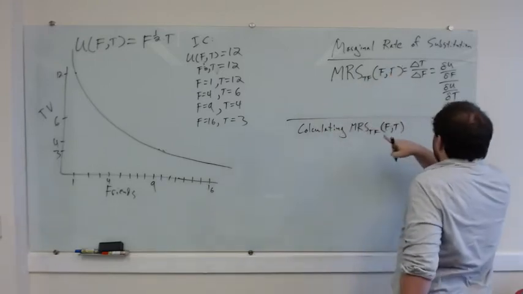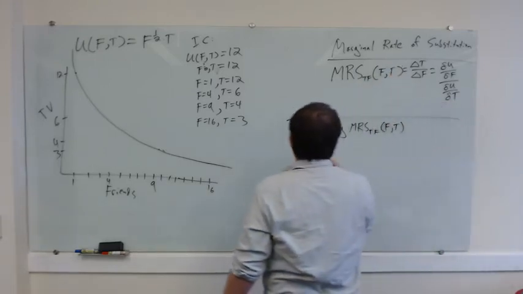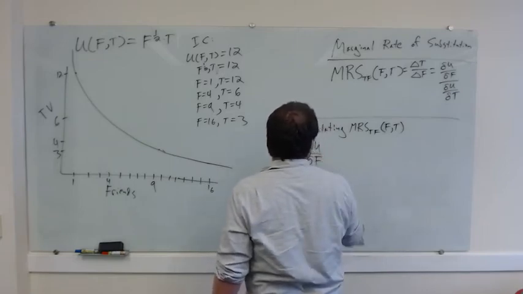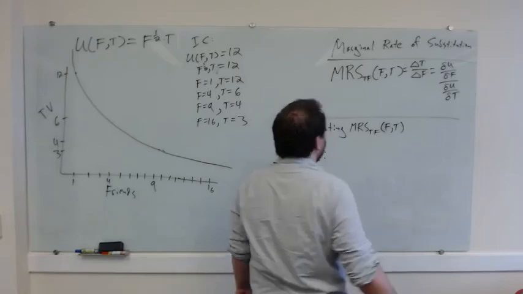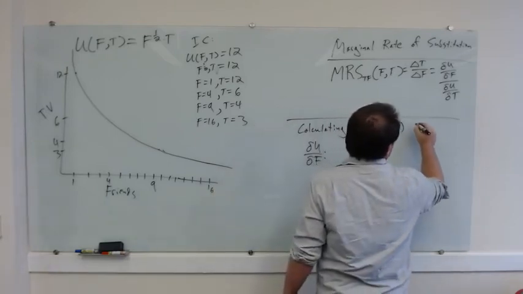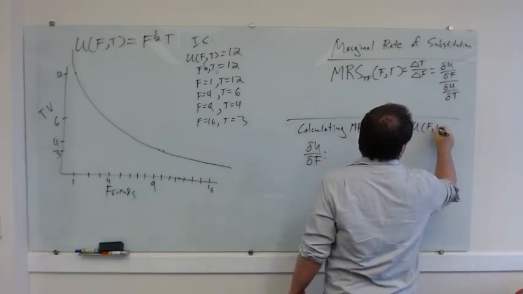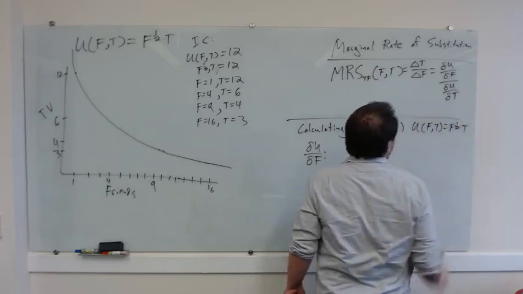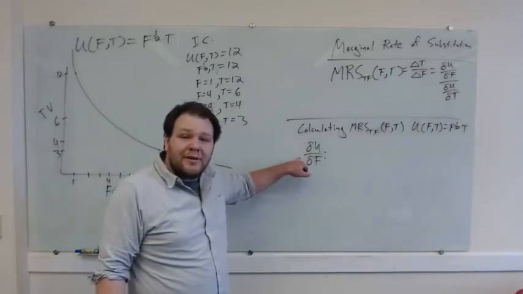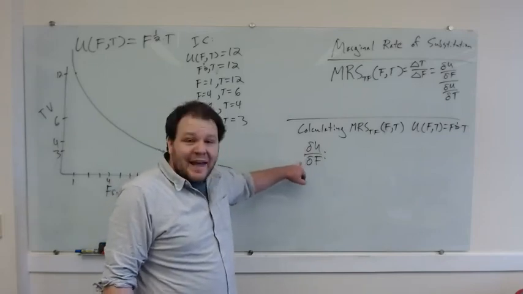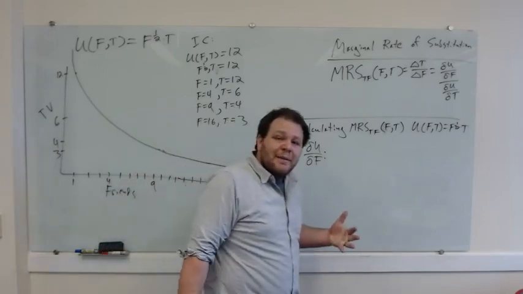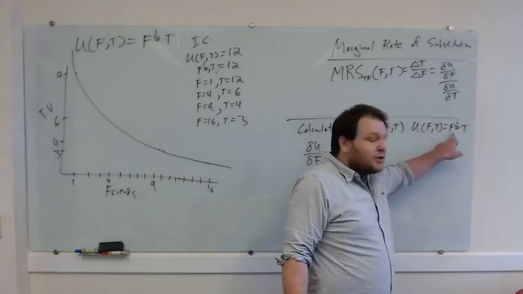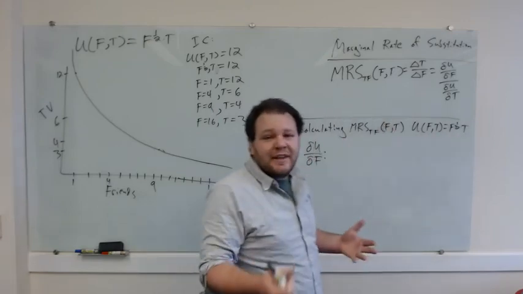The way that I'm going to do this is by saying first I need du/df, and then I need du/dt. U of f and t equals f to the 1/2 times t. Okay, so I take the partial derivative of u with respect to f. What I'm going to do is say, how does u change when f changes, holding t constant, right? Treating t just like a number.